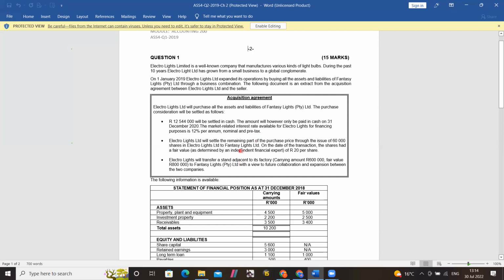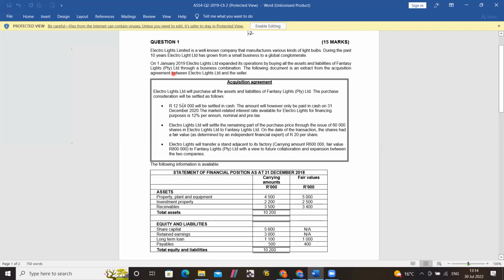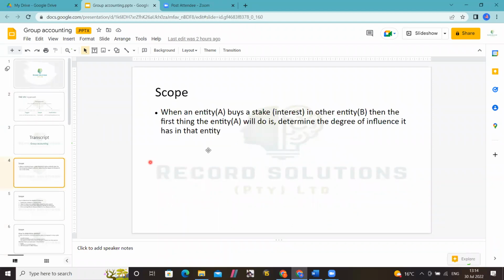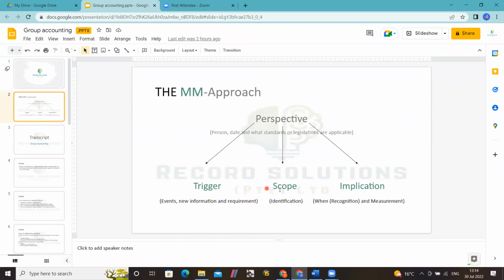And then they said through a business combination, okay? So we know the scope, control. So where are we in the MM approach? We already got the trigger, right? Already saw this, right? And the scope, we already know that that entity controls that entity, right?